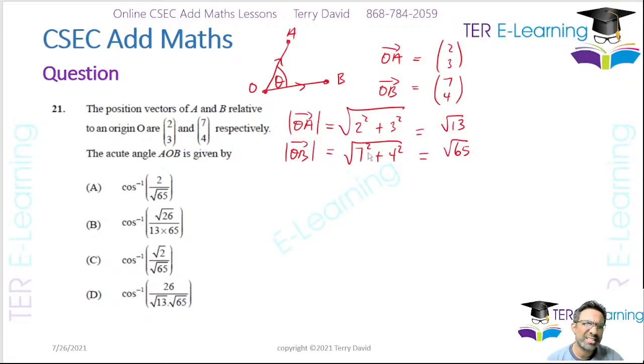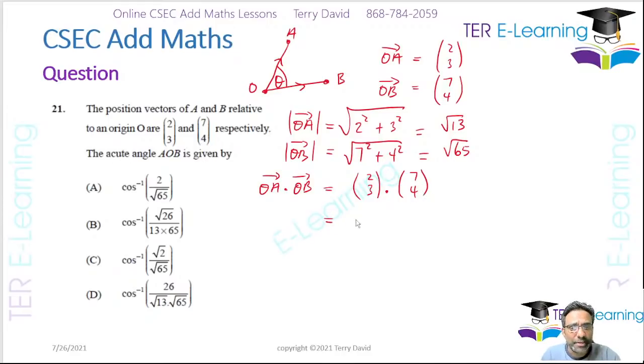We need to work out the dot product now. So we need to find OA dot OB. This is going to be the dot product of (2, 3) and (7, 4). So you all need to remember how to do a dot product. That's going to be 2 by 7 plus 3 by 4. So that's 14 plus 12, which gives me 26.